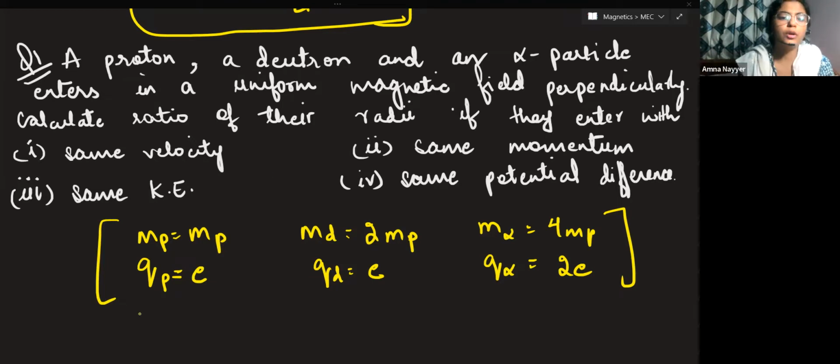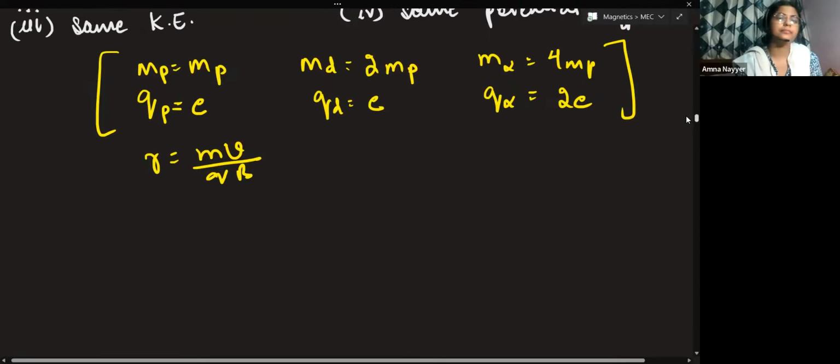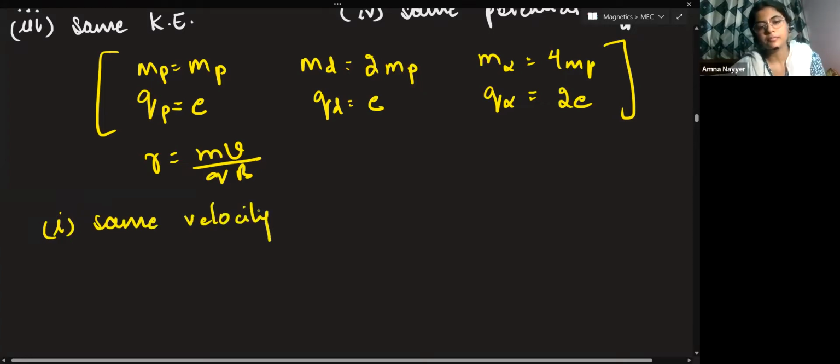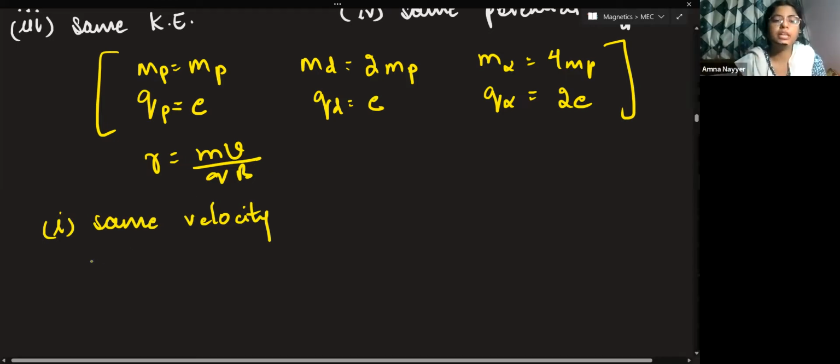See, what was the formula of radius? The radius formula is mv divided by qB. Firstly, the velocity is the same for the first part. It means in this formula of radius, the velocity will be the same and the magnetic field is the same. So only m and q will vary. So you have R_p is to R_d is to R_alpha.